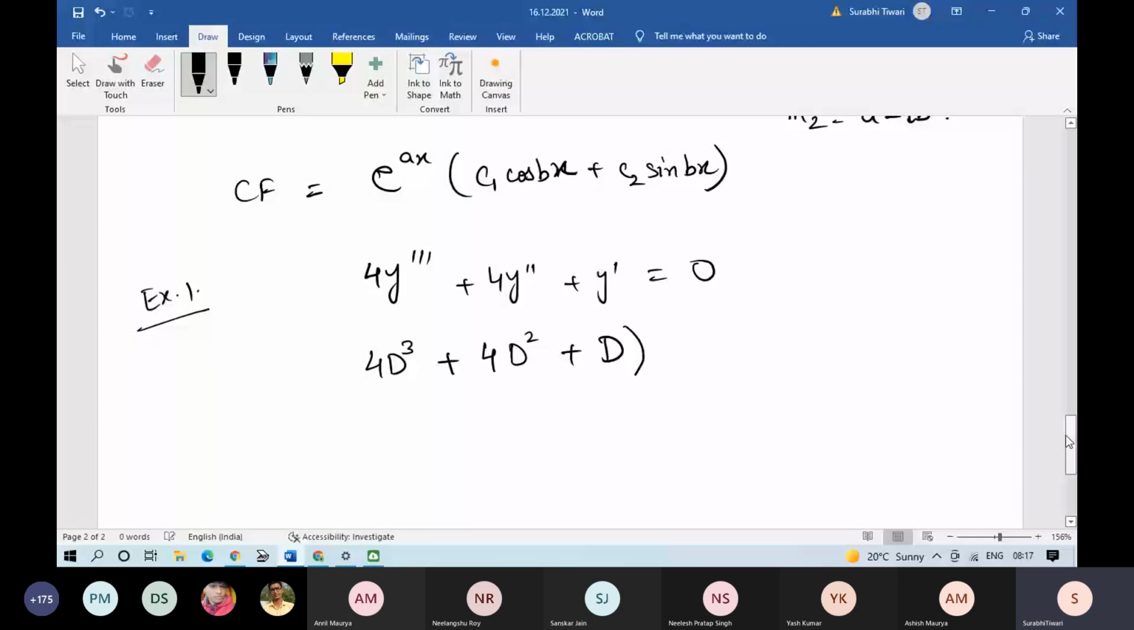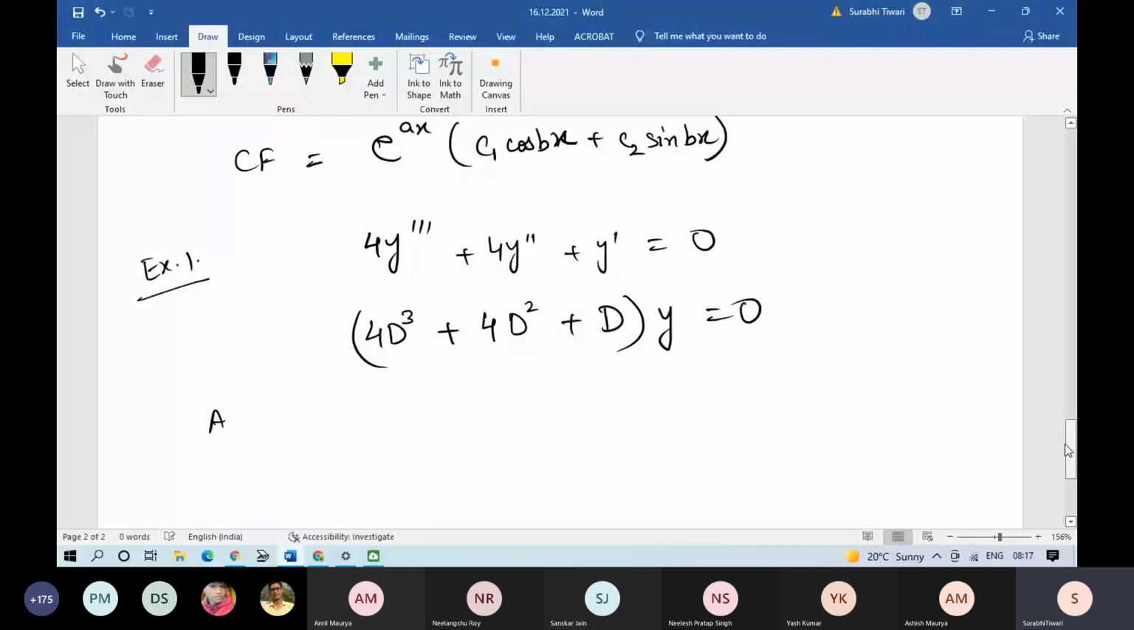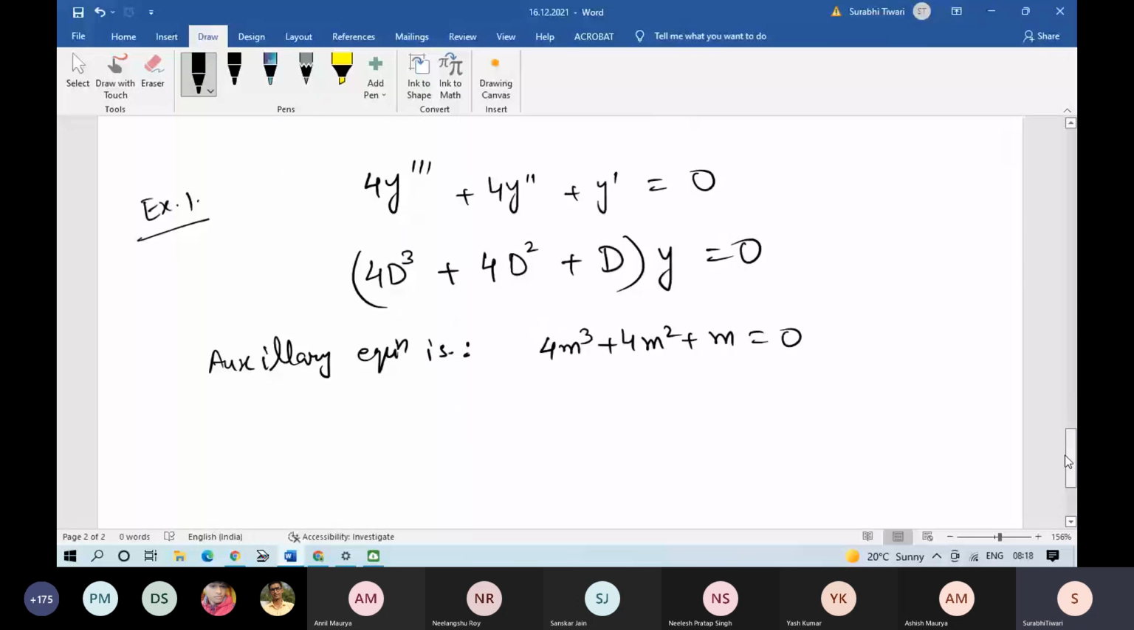Now this is f(D) y is equal to 0. Now the auxiliary equation will be 4m cube plus 4m square plus m is equal to 0. Now find out the values of m from here. Solve for m. M will come out to be 0, minus half, minus half. This becomes m into (2m plus 1) whole square is equal to 0.